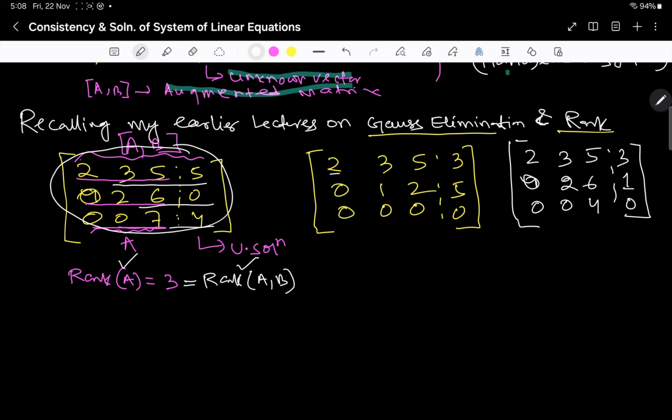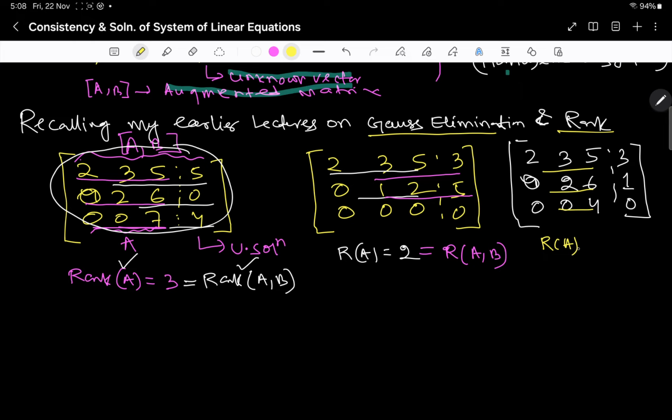So here likewise, what is your rank of A? Rank of A is 2, and what happens to rank of AB? Rank of AB is also my 2, right? Number of non-zero rows in whole AB, it is also 2. Rank of AB, is not it? Now what happens to the third case? In the third case, what is your rank of A? Rank of A is 3.